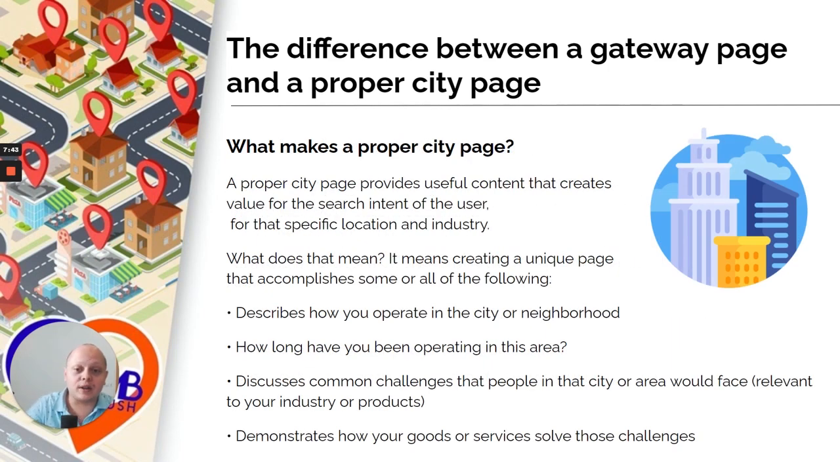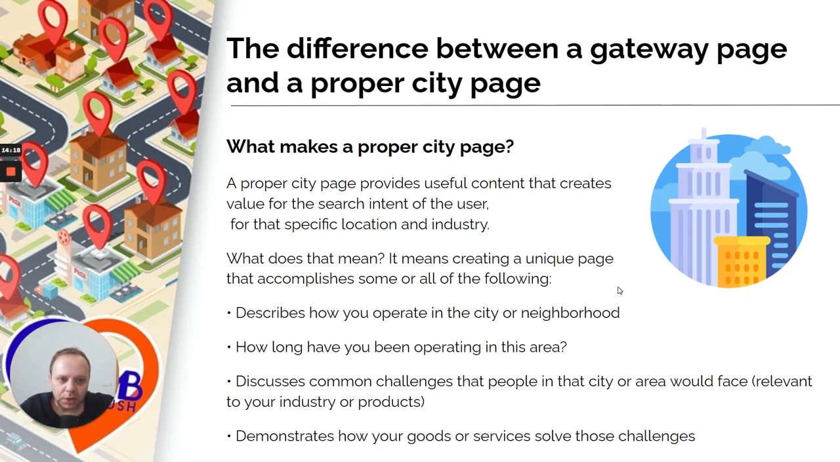So what makes a proper city page? A proper city page provides useful content that creates value for the search intent of the user for that specific location and industry. So what does this mean? It means creating a unique page that accomplishes some or all of the following. It describes how you operate in the city or even in the neighborhood. So how long have you been operating in this area? It discusses the common challenges that people in that city or area will face relevant to your industry or products, and it demonstrates how your goods or services solve those challenges.